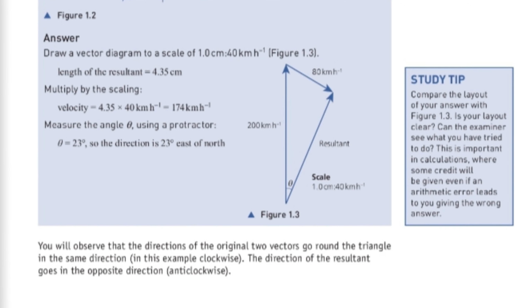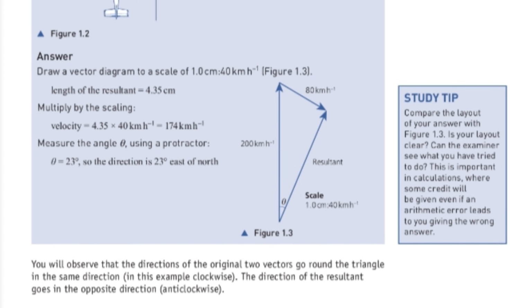You will observe that the directions of the original two vectors go round the triangle in the same direction, in this example clockwise. The direction of the resultant goes in the opposite direction, anti-clockwise. Study tip. Compare the layout of your answer, figure 1.3. Is your layout clear? Can the examiner see what you have tried to do?